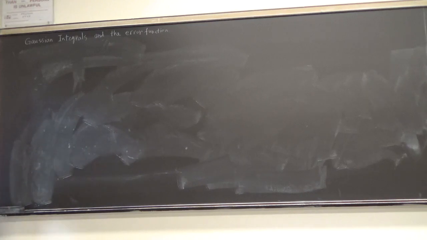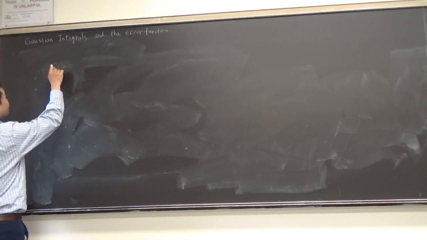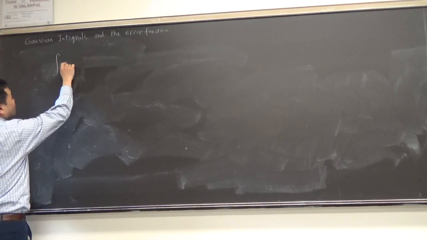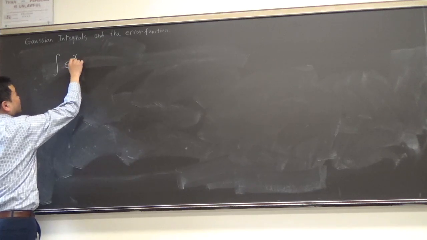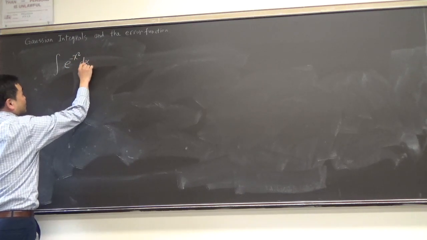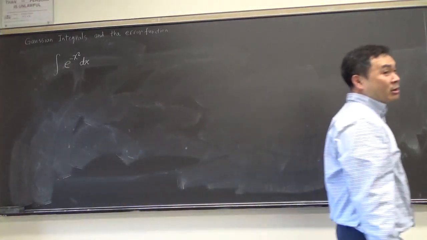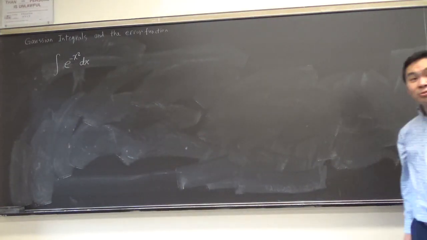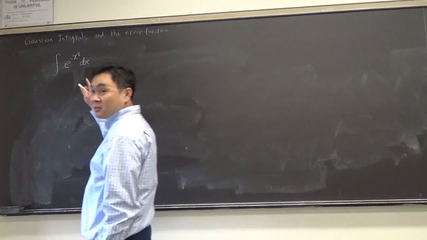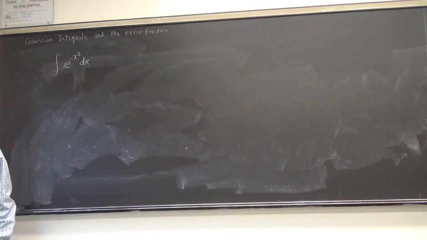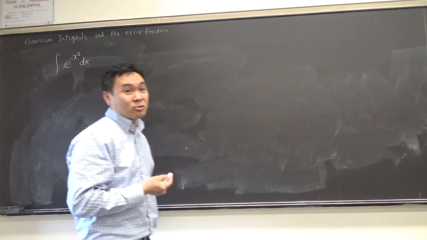Now, by Gaussian integral, we're talking about the integral of e to the negative x squared dx. Which, if you are a hardworking student in Calculus 2, you would know that this is one of the examples where you cannot find the antiderivative. Okay? The antiderivative cannot be expressed as basic functions. Right?